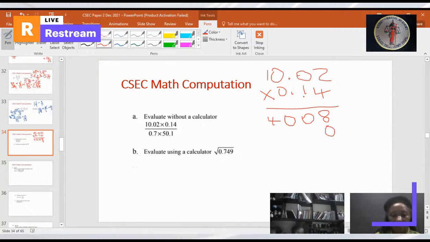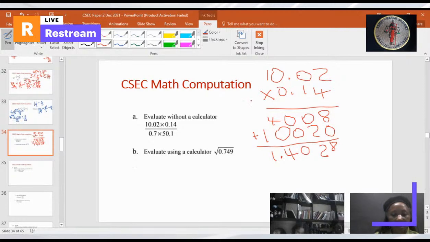So 1 times 2 is 2. 1 times 0 is 0. 1 times 0 is 0. And 1 times 1 is 1. Okay. So that's 8, 2, 0, 4. Yes, miss, so it will be 1.4028. Okay, because we need 4 decimal places, right?